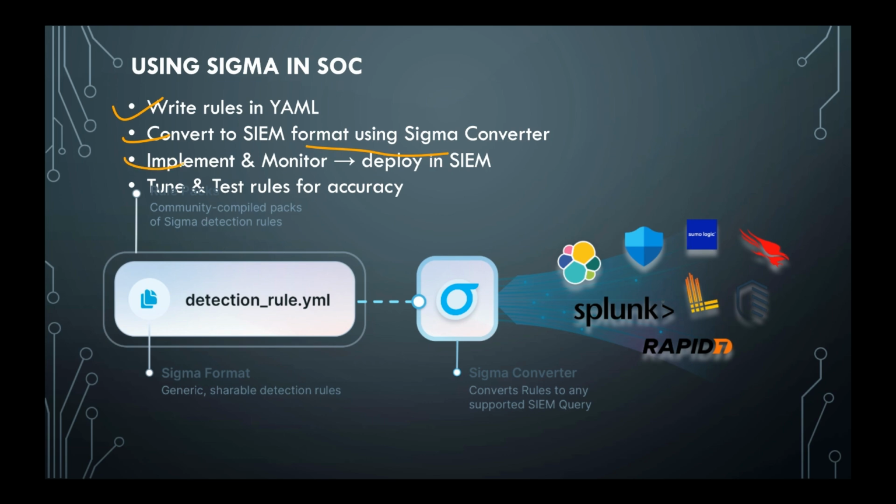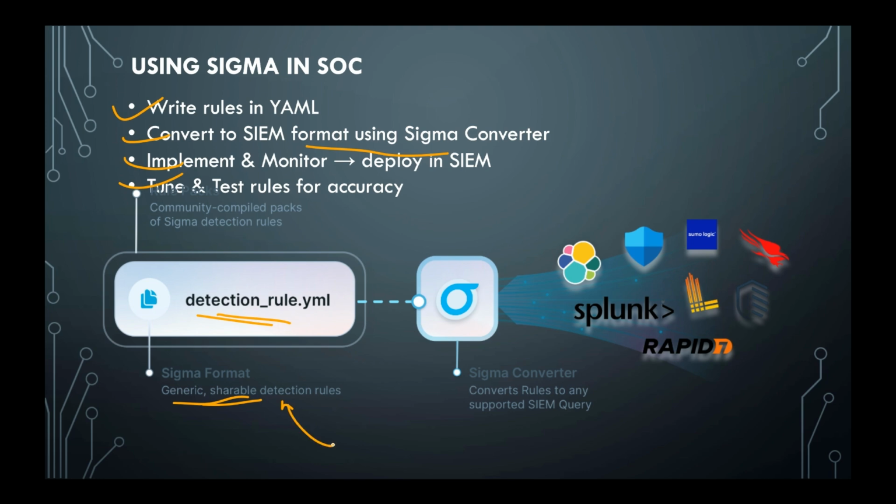Once your Sigma rule is converted, implement it in your SIEM, set up alerts, and start monitoring. Make sure to tune the rule as needed to fit your network environment, and don't forget to test the detection thoroughly. So here you can see there's a detection rule.yml, and the format is Sigma, a very generic and shareable detection model.